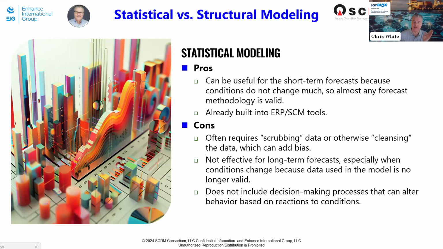The cons, the bad things, are that it often requires perfect data. And so you're scrubbing data, you're cleansing data, you may even be fudging data at times to make sure that it works. Statistical modeling is not good for the long term, especially when the conditions change and you have no data for that condition, so you have no way to understand or build a model. And it doesn't include any of the decision-making processes along the way. So if I see some value going up, as a manager, I may make some adjustments to correct that number. None of that is included because, again, statistical modeling treats all the activities as a black box, and doesn't really care.